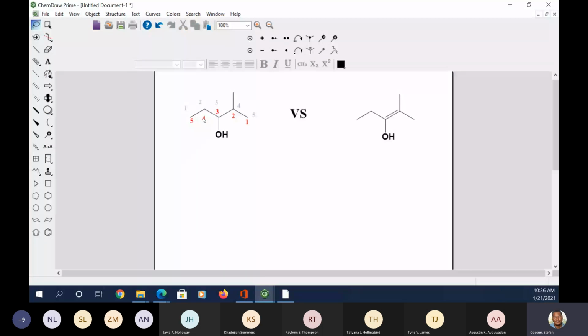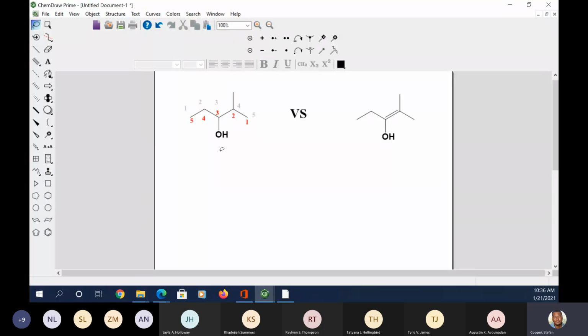So red gives me 2-methyl, 3-alcohol. Gray also gives me 3-alcohol, but what does it give me for the methyl group? 4, right? So we want to make sure we give the substituent what? The lowest possible numbering. That's right. Good. I'm going to keep that in gray just in case, but make sure you guys are thinking along those lines.